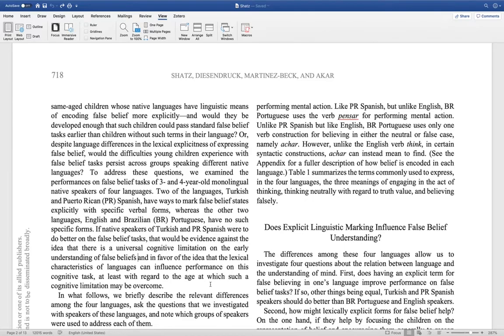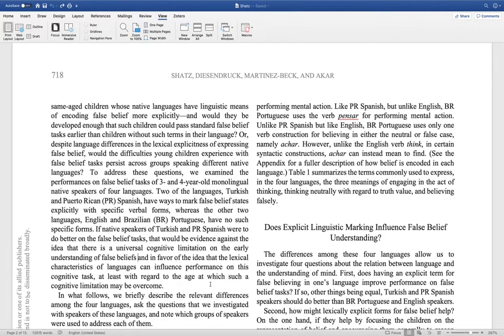Let's read about this. Turkish and Puerto Rican Spanish have ways to mark false belief states explicitly with specific verbal forms, whereas the other 2 languages have no such specific form. If the native speakers of Turkish and PR Spanish were to do better on the false belief task, that would be evidence against the idea that there is a universal cognitive limitation on their early understanding of false beliefs, and in favor of the idea that the lexical characteristics of languages can influence performance on this cognitive task, at least with regards to the age at which such a cognitive limitation may be overcome.